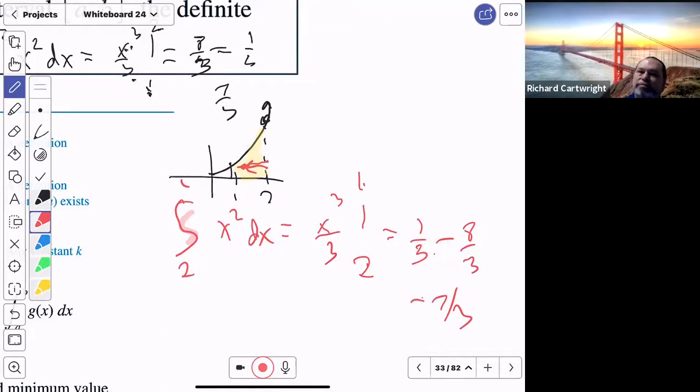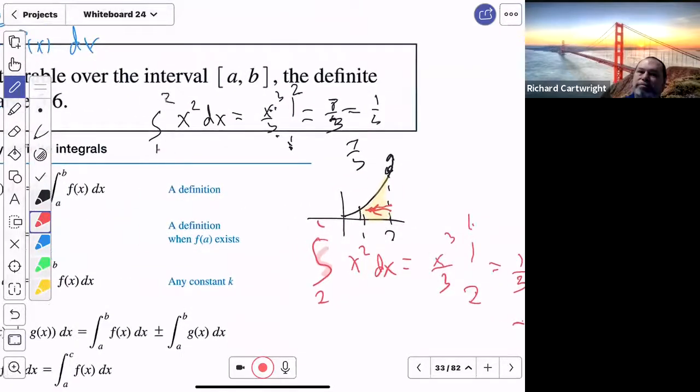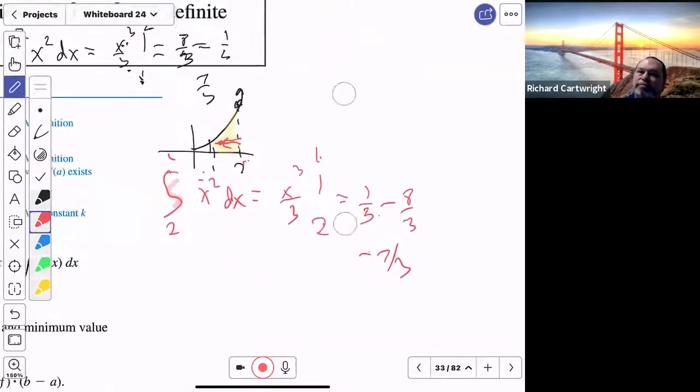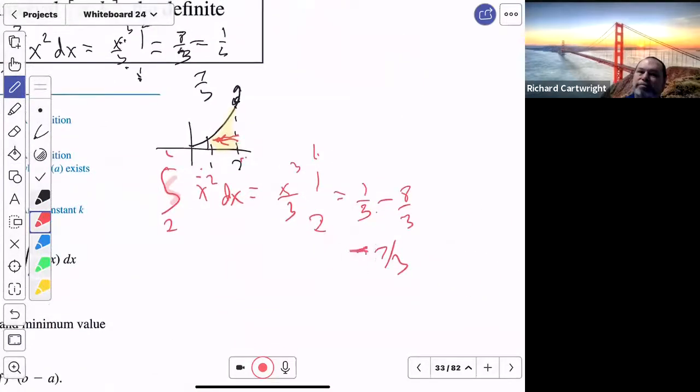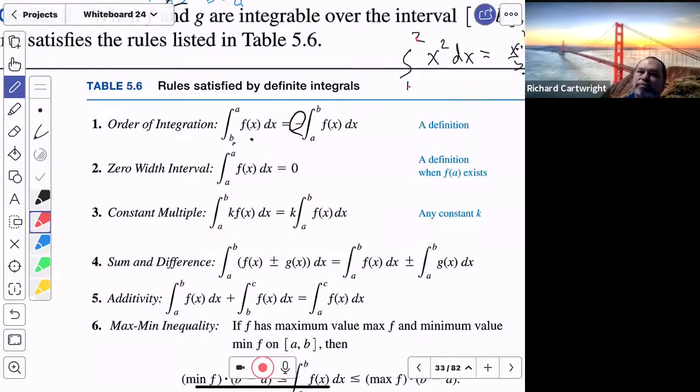It doesn't seem rational. I know it doesn't. But the formula from a to b implied from left to right. And if you reverse it, you have to realize that the answer becomes negative. Okay? That's the first rule he would want you to know, and it's just a definition.